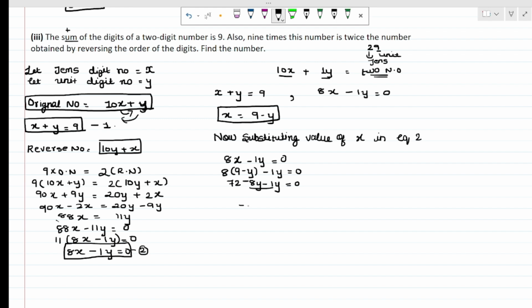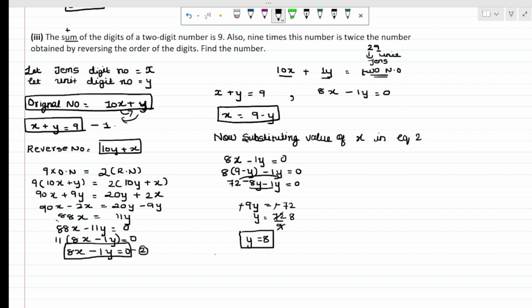So what will you get over here? Minus 9y equals, now my 72 is going to that side. So it's positive 72, and on that side it will become minus 72. So minus and minus get cancelled. y equals 72 by 9. You will get your y as 8. So y equals 8. I got my value of y equals 8.